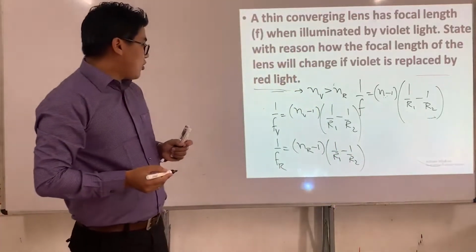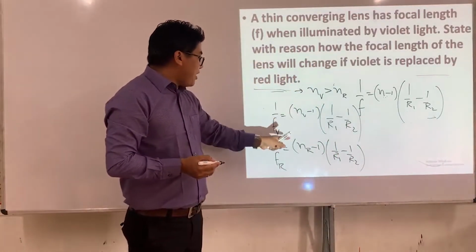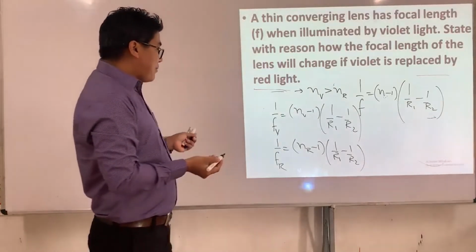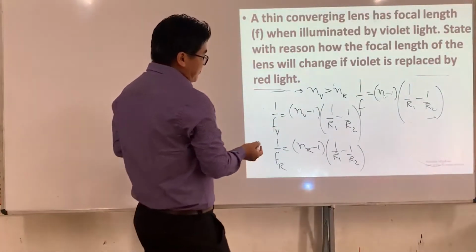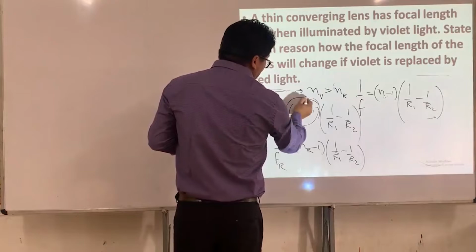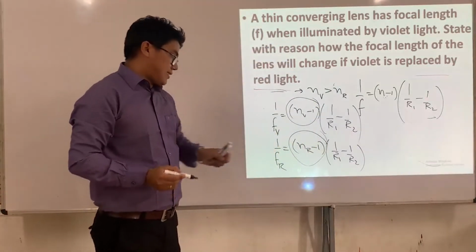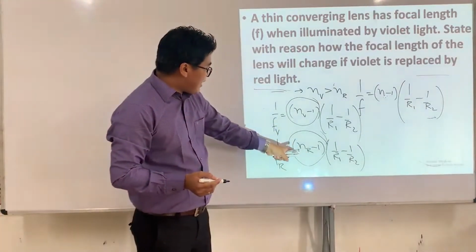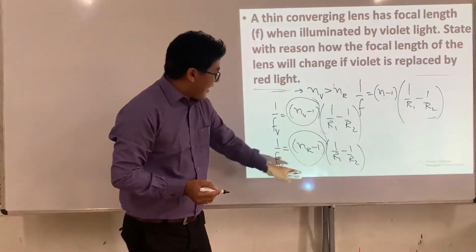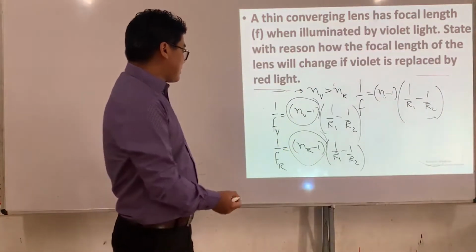Look at here. So NV is more than NR. So that means this is going to be more than this, this is going to be more than this, and this is going to be more than that. Then what is it going to do, right?